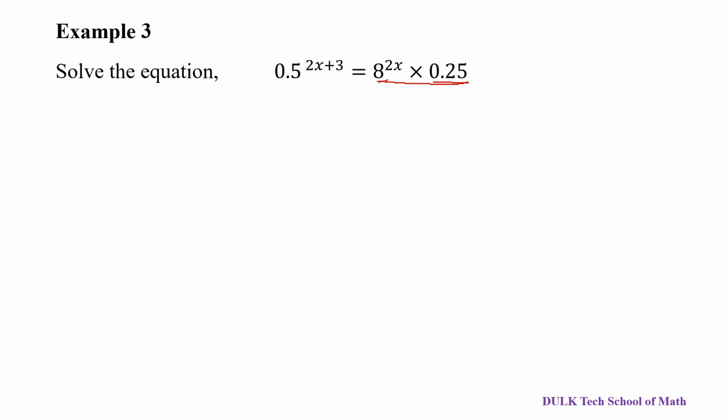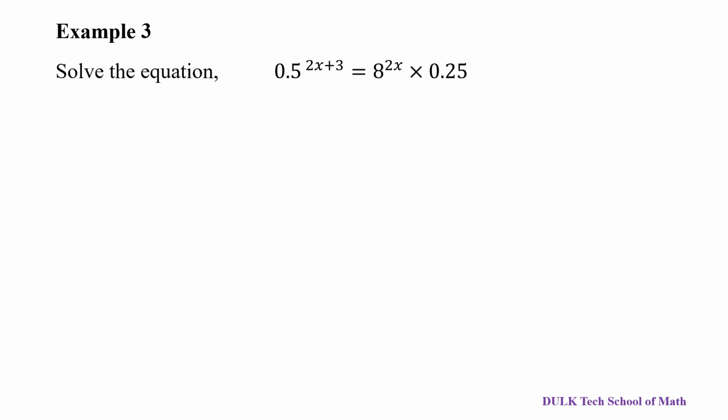We can't easily express 0.25 in terms of 0.5. We can't easily express 0.25 in terms of 8. So what we are going to do here is we are going to express all of these terms in terms of 2. We can easily express 0.5 in terms of 2.